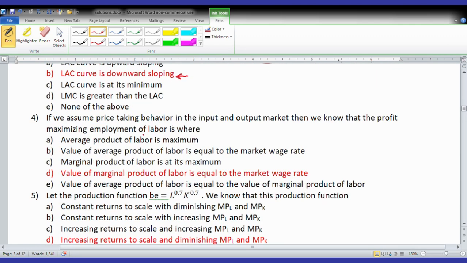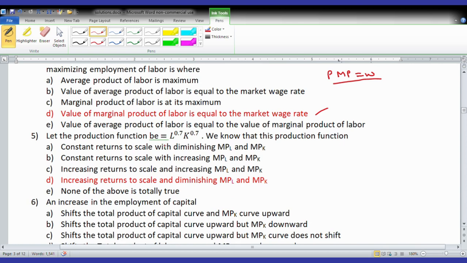Then we have, if we assume price taking behavior in the input and output market, then we know that the profit maximizing employment of labor is, in price taking behavior, price times marginal product of labor is equal to the wage rate. This is the condition which ensures profit maximizing employment of labor. So the value of marginal product of labor is equal to the market wage rate, which is this condition, and so D is the correct answer.